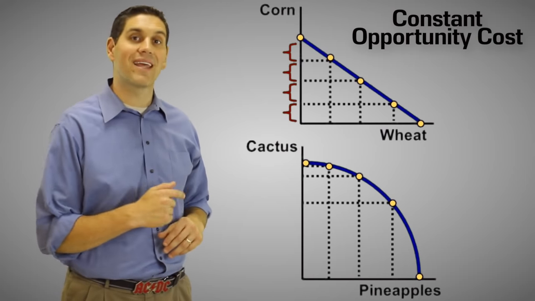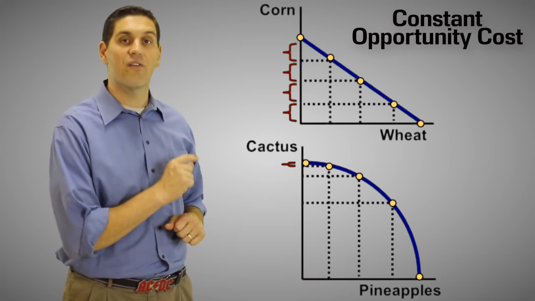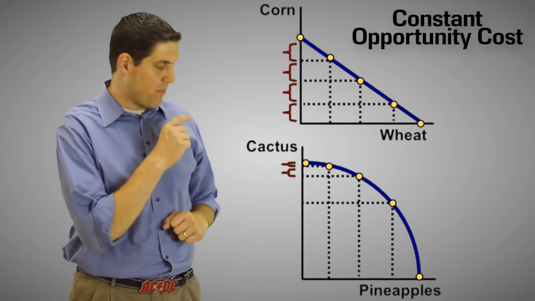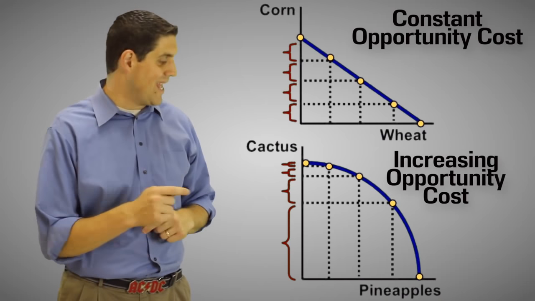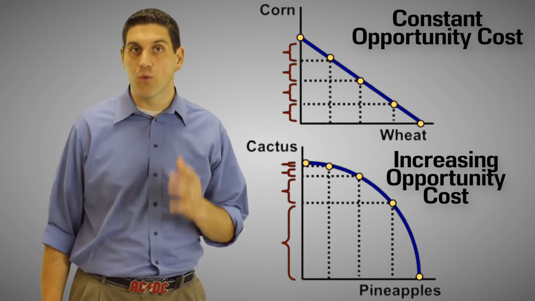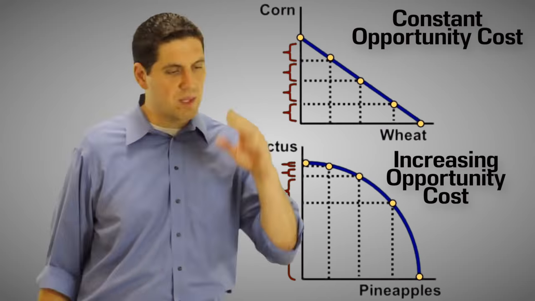But down here, when it comes to cactus and pineapples, when you produce the very first pineapple, you give up just a little bit of cactus. We produce the next pineapple, you give up even more, the next one even more, and the last one, a whole lot of cactus you give up. This is called increasing opportunity cost. It's because the resources, the land and climate to produce pineapples and cactus are completely different. But the plural of cactuses is cacti.